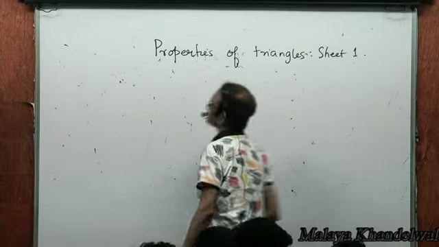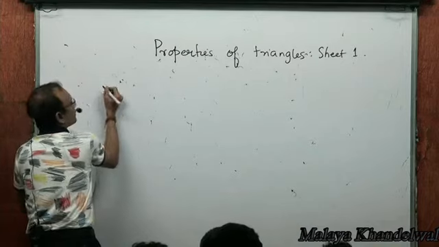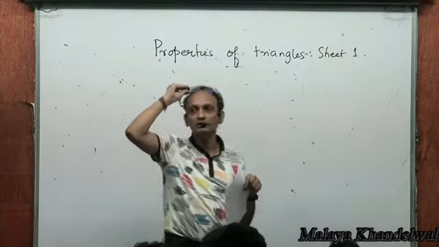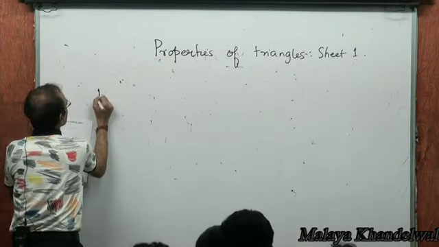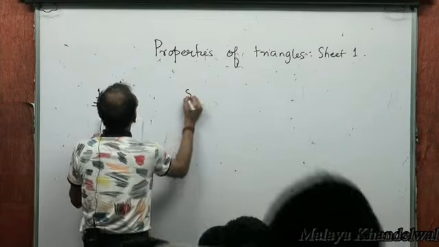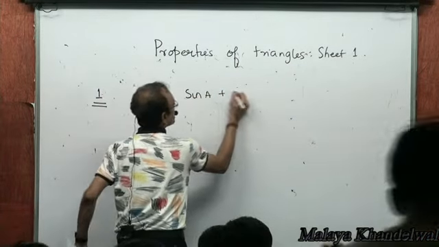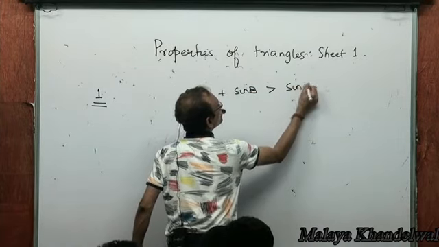Sheet 1. So the first problem of the sheet is, in all these cases we are talking of triangle ABC. The first problem is to judge the authenticity of the statement: for a triangle ABC, is sine A plus sine B greater than sine C? Is it true?